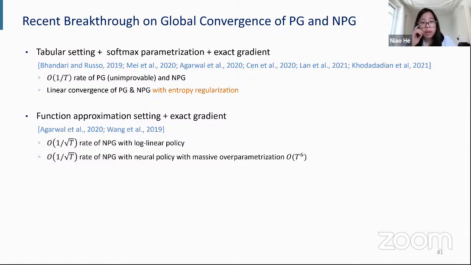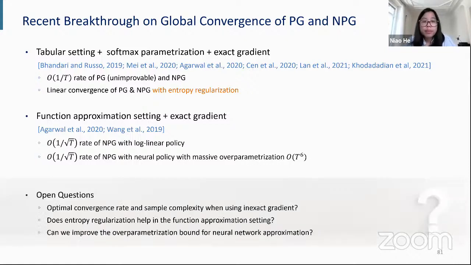And all of these are showing basically sublinear convergence when you use functional approximation, unlike the linear convergence case in the tabular setting. So there are a number of interesting open questions, for instance, what the sample complexities or the convergence rate should be if we don't have the exact gradient, if we can only estimate the gradient through some samples. There is some recent work on this, and more details will be discussed in the afternoon. Another question is, naturally, does entropy regularization help in the functional approximation setting?